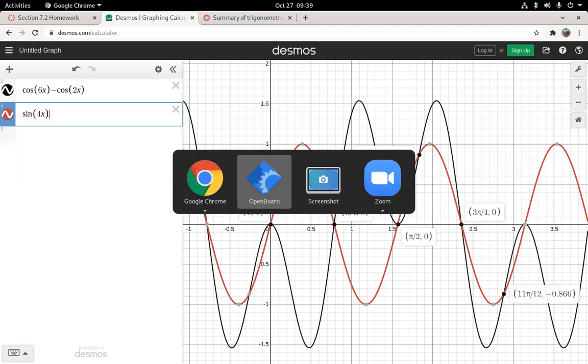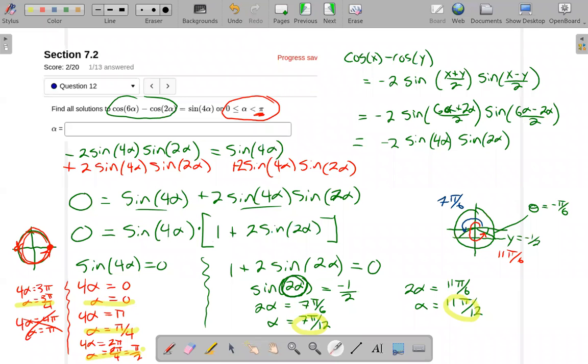And again, the method here, we had sines and cosines. We had 6 alphas and 2 alphas and 4 alphas. That's way too much to apply. So I recognize the cosine minus the cosine as the difference to product formula. That then reduced this down a little bit. So now that I only had sines to work with, and then I brought everything down and factored and applied the 0 product rule, which meant I could break this into 2 simpler problems.